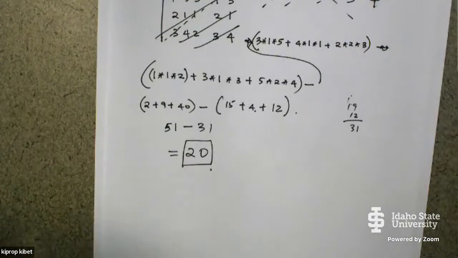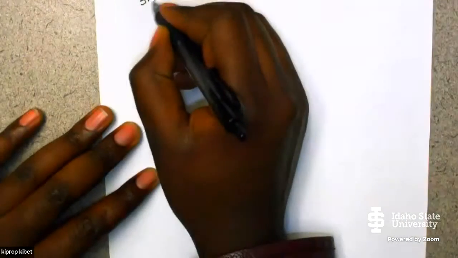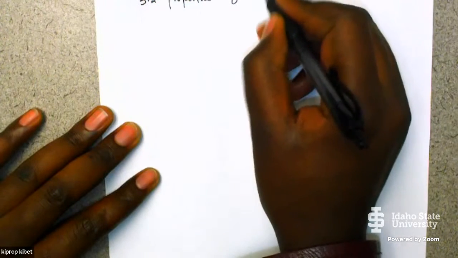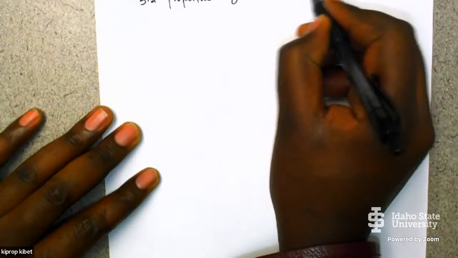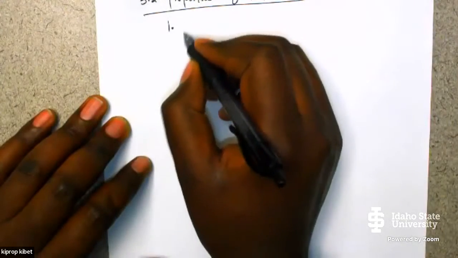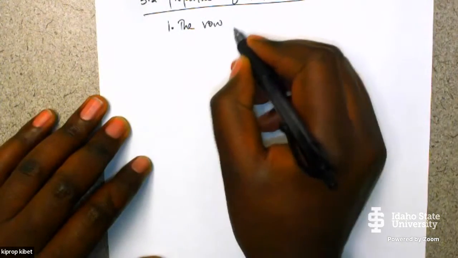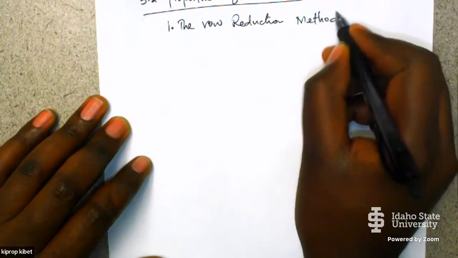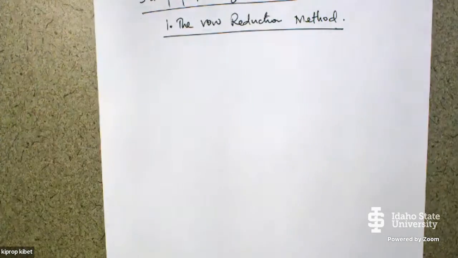So the next section that we need to do is the properties. So section 3.2, properties of determinants. So in this section, what we will do, the first one is the row reduction.